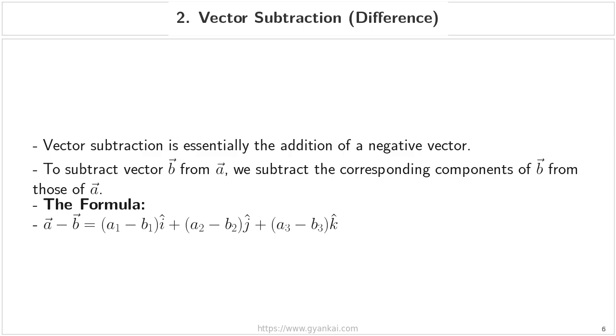Now that we have mastered how to add vectors, let's look at the second operation, vector subtraction. As you can see, it is a very systematic process. In the next slide, I'll show you a real-world application of how this subtraction helps us find the relative position between two moving objects.